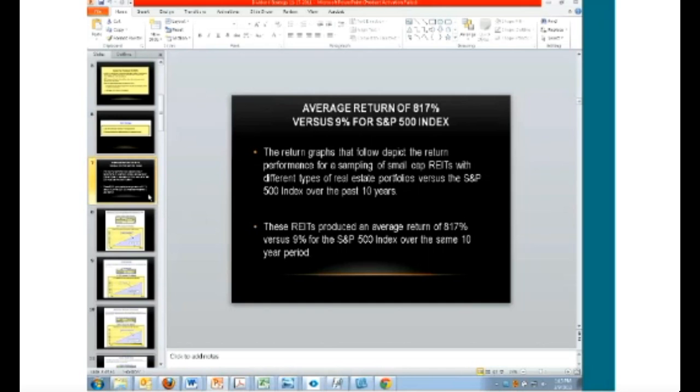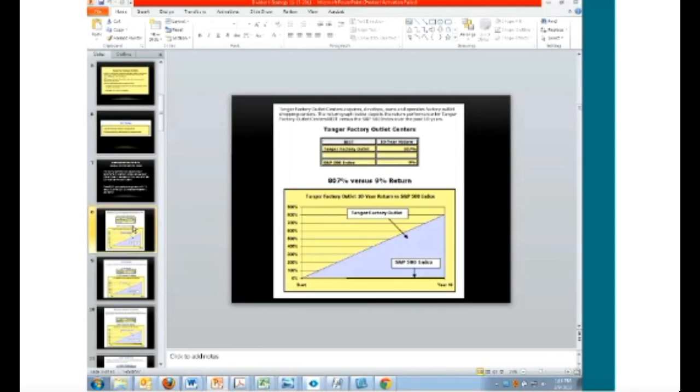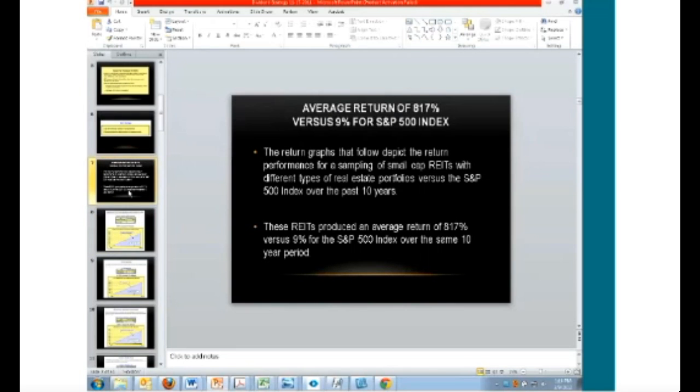So what I did was I took a sampling of different types of REITs. We're going to look at mortgage REITs. We're going to look at REITs that own apartment buildings, shopping centers, discount outlets, and so I took a look at REITs in different sectors, and I compared the return of the real estate investment trust versus the S&P 500 index over the last 10 years.